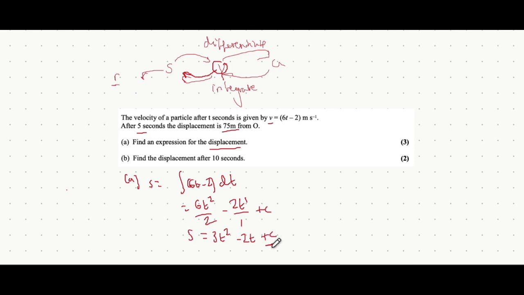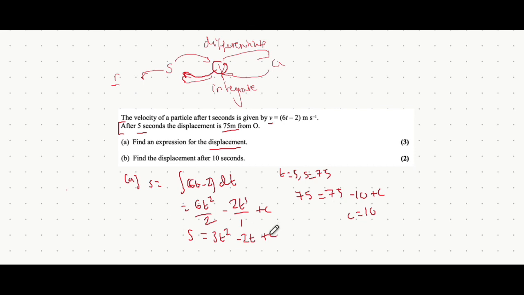But we now have to find the value of c, and that's where this bit of information comes in useful. It tells you that when t is equal to 5, the displacement is actually equal to 75. We can put that into this expression and get that 75 is equal to, well, t squared is 5 squared. 5 squared is 25, times 3 is 75. Minus 2 times 5, which is minus 10, and then plus c, in which case c is just going to equal 10, because minus 10 plus 10 will get you 0, and then you get 75 equals 75.